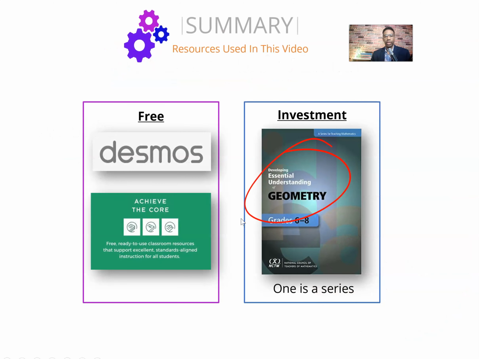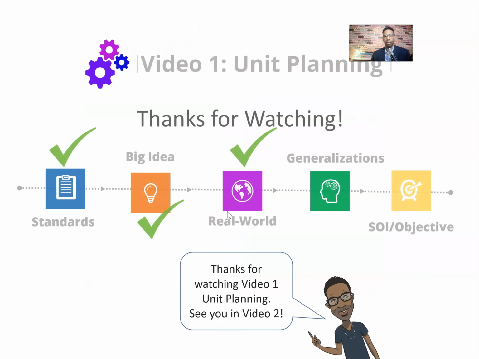All right, I think that's it. So just a quick reminder of some of the free resources, Desmos, and Achieve the Core, where you can get your standards, or Common Core standards anyway. And an investment you might want to make is look into the NCTM series on essential understandings. Some great documents, both in book form, printed, as well as PDFs. All right, that wraps it up. So again, went through the first 3 steps of my 5-step process.